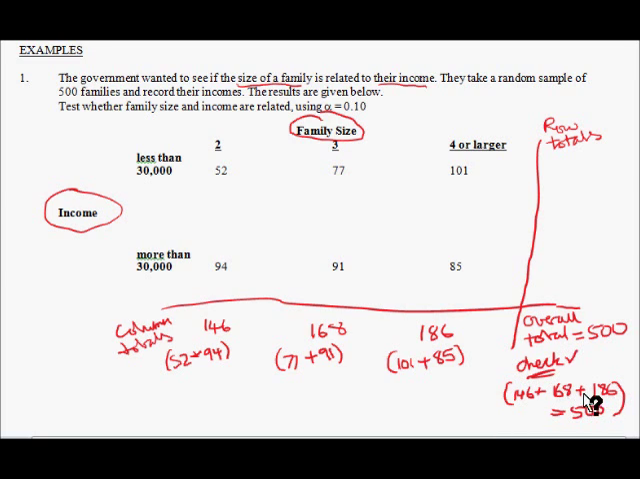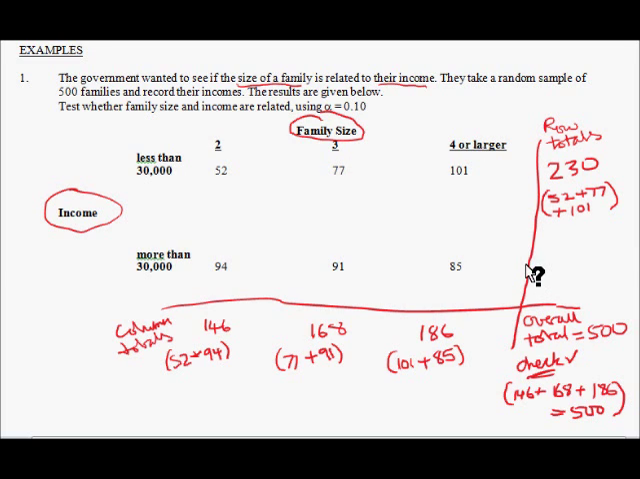So yes, it's 500. And then get the row totals. Here I want 52 plus 77 plus 101. So that is 230. There are 230 families out of the 500 making less than $30,000.